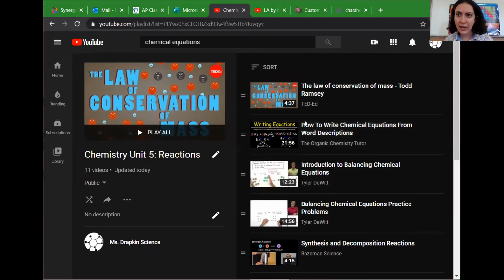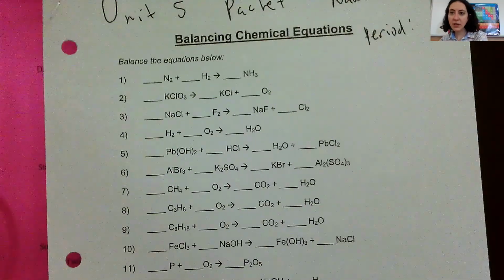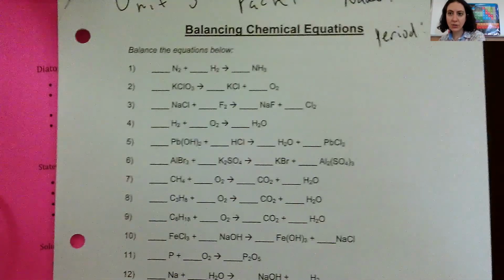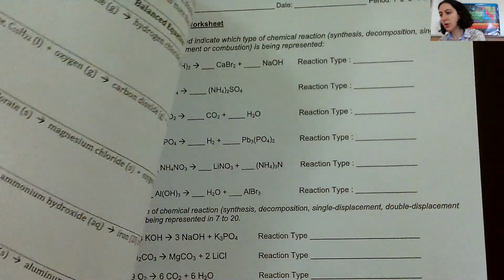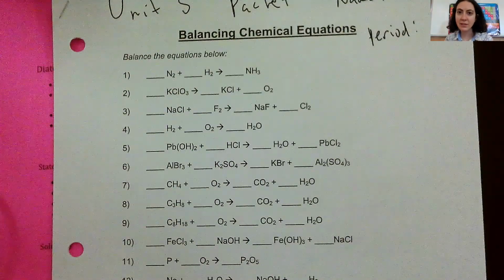Speaking of, let's take a look at your unit packet. That might give us some really good hints about what you can work on. Actually, the first page of your unit packet is balancing chemical equations. So we're not even there yet. That's coming up pretty soon, so we'll come back to that. So there you go. That's all you need to do for right now, is take the notes.